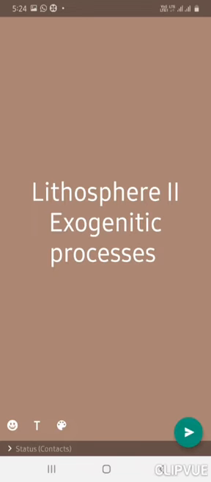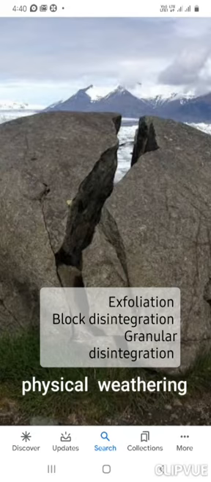Okay, so we'll see weathering. Weathering has three types: physical weathering, chemical weathering, and biological weathering. Because of this weathering, especially of the crust, the dimension or shape often changes. We'll see physical weathering first. Physical weathering is a breakdown of rock without changing the chemical composition, through the action of physical forces.